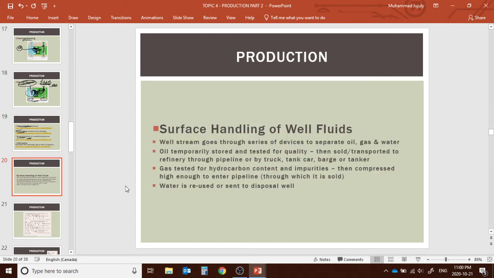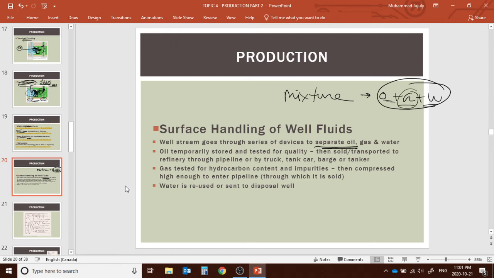Now when the oil or the gas comes to the surface, then what? The reservoir fluids which come to the surface are a mixture of oil, gas and water. This mixture we need to separate. The first thing we do is put it in a separator, and we separate the oil, the water and the gas.